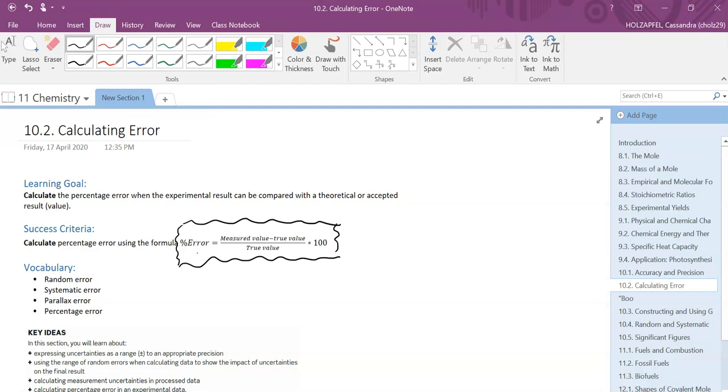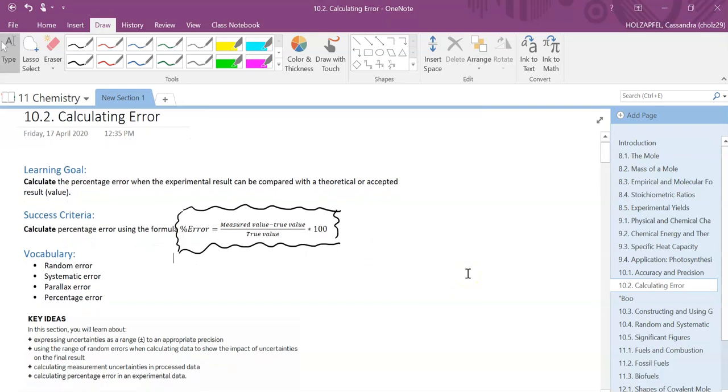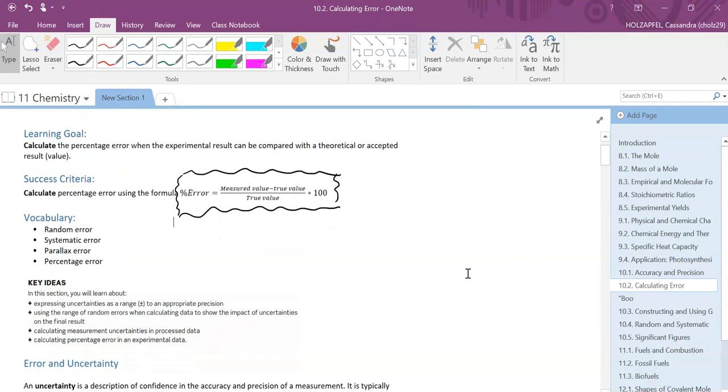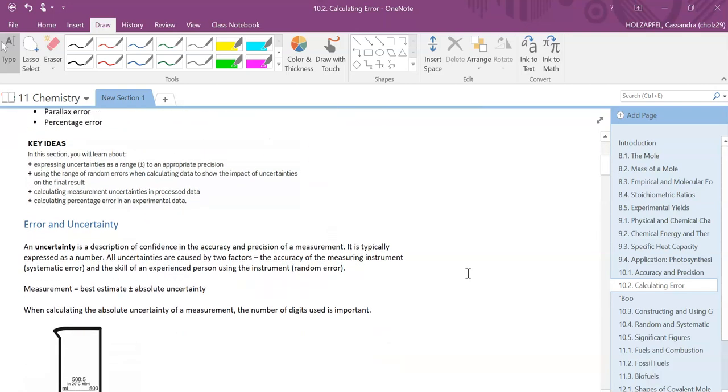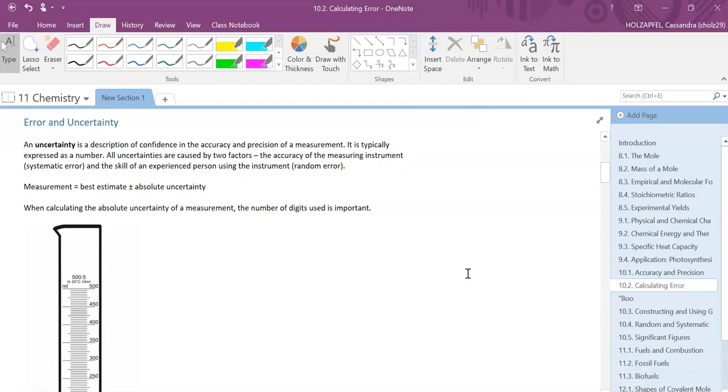Okay, so let's talk about what error actually is. For your vocabulary, I want you to go ahead and define random error, systematic error, parallax error, and percentage error. And we will go through each of these terms. So let's talk about first what error and what uncertainty actually is.